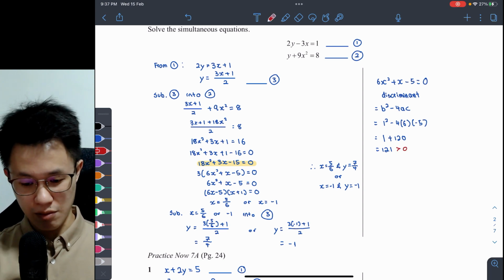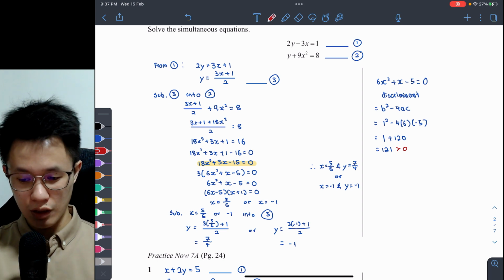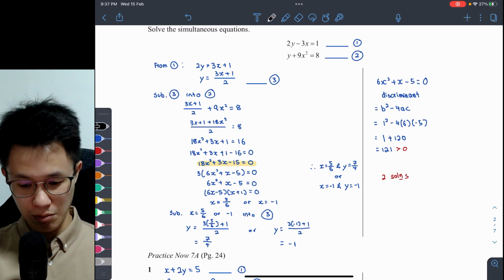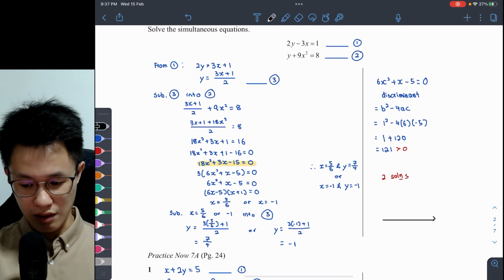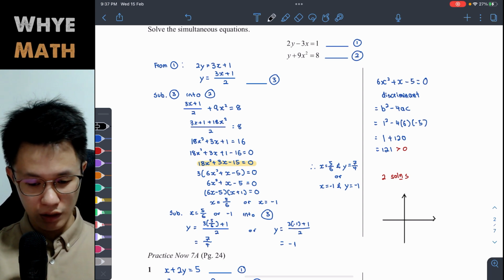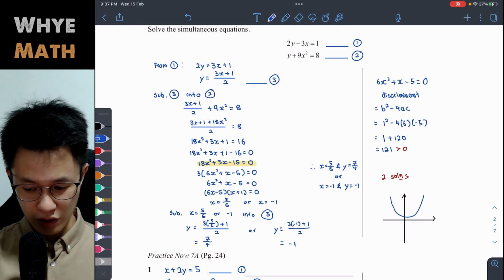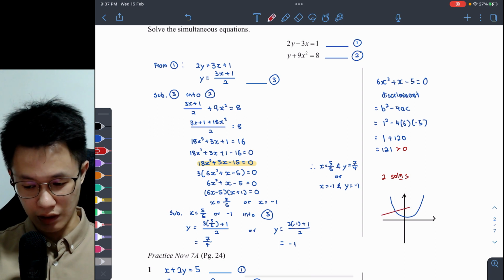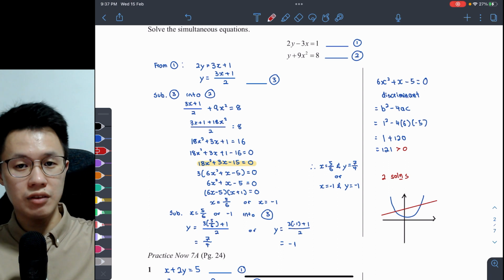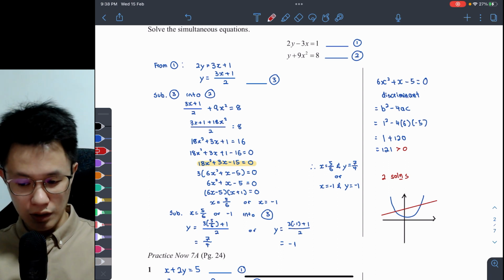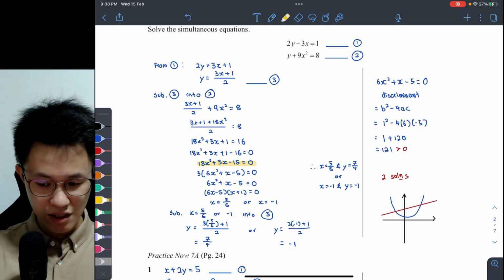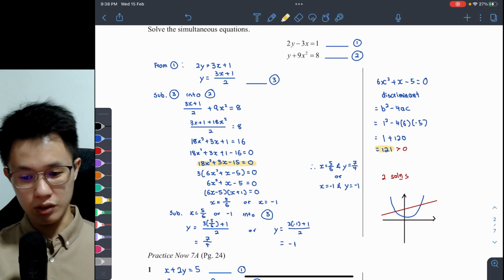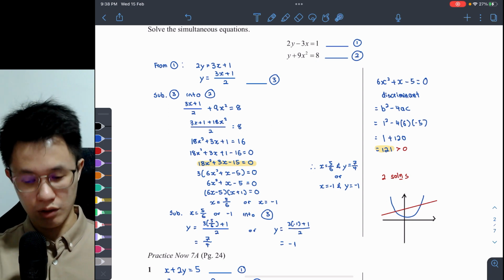Since it is positive, and we have also solved the equation, it has two solutions. In some sense, on the graph, if I have an x-axis and a y-axis, the first equation is a quadratic curve, and I have a linear line, something like that, this is just a sketch, the curve and the line will meet at two unique points. So we can see a pattern here: the discriminant is more than 0 for the resultant equation, and the original equations will meet at 2 points.